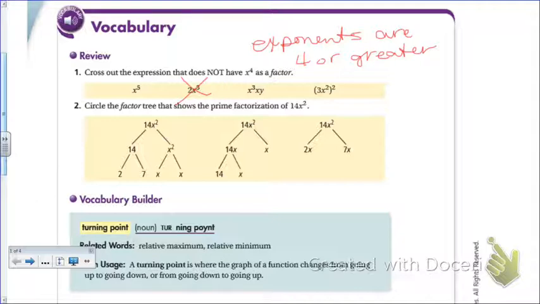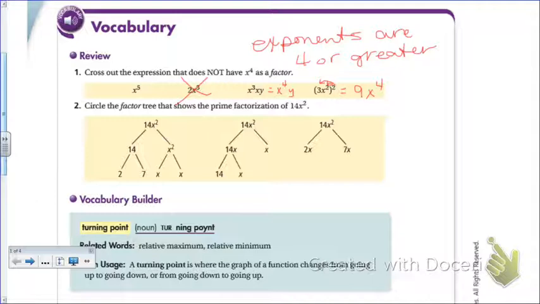Then the next one we have x to the third times x times y. We actually have to simplify that first. That's x to the fourth times y, so it does have a factor of x to the fourth, so it's a keeper. And then the next one is going to be 9x to the second because you square both the 3 and the x to the second. Just kidding. How about x to the fourth? So it also has a factor of x to the fourth there.